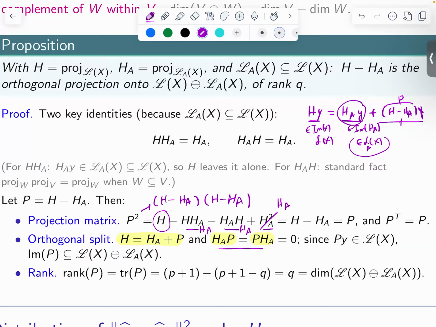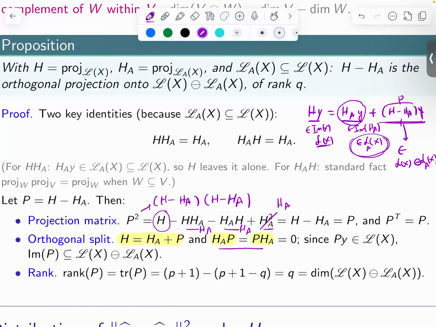You can also see that it's already in here, because it's not difficult to see that H minus HA, like the image of H minus HA, is already in there. So this is going to be in LX, but not here, because it's going to be orthogonal to this by this property. So this has to belong to LX, not LAX, okay?